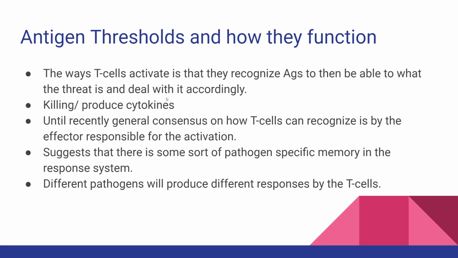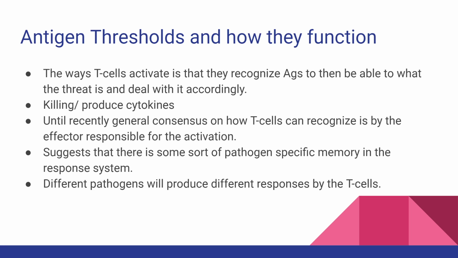So, talking about antigen thresholds and how they really function. The way T cells activate is that they recognize AGs and then do with that information what the AG tells them, to deal with the threat accordingly. They could either deal with it by killing, or by producing cytokines, to get it out so it can no longer harm you.